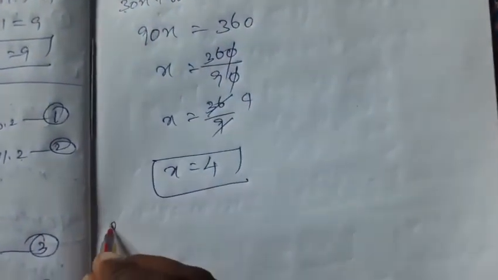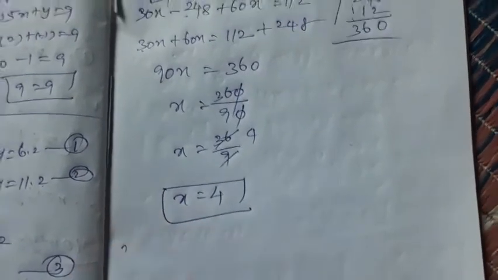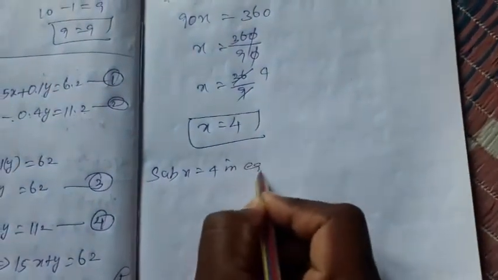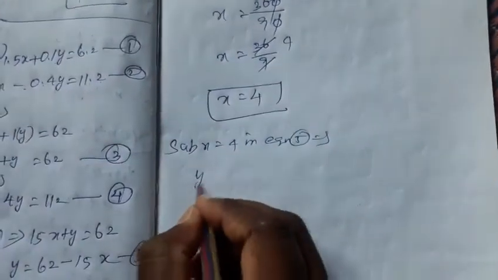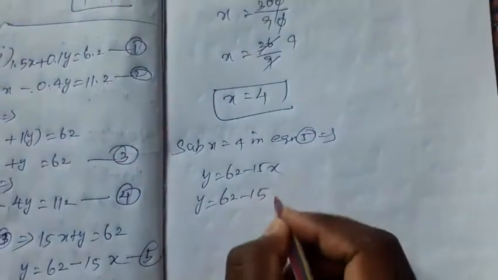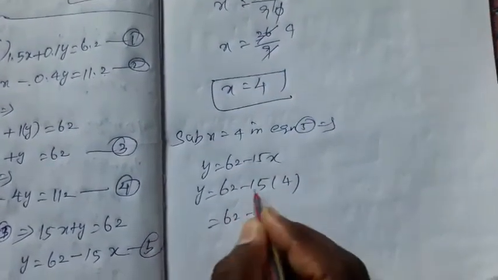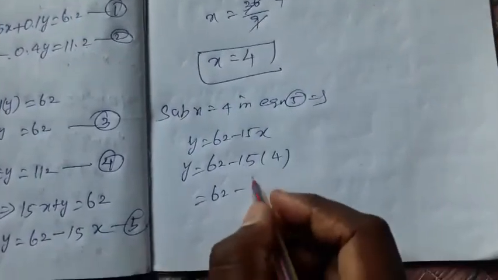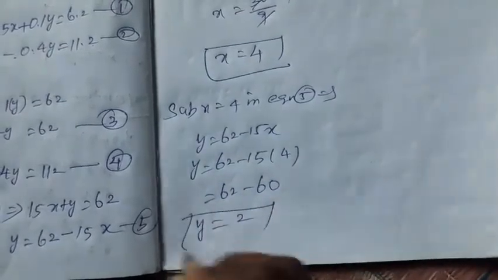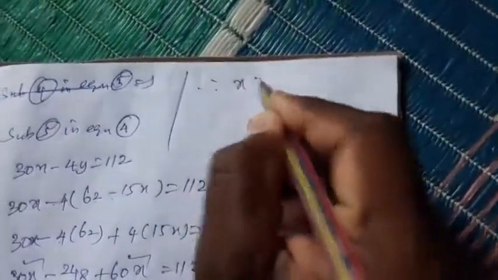Now substitute x equal to 4 in equation 5. We get y equal to 62 minus 15x, so y equal to 62 minus 15 into 4. 15 fours are 60. So 62 minus 60 is 2, y equal to 2. Therefore x equal to 4, y equal to 2. This is the required solution.